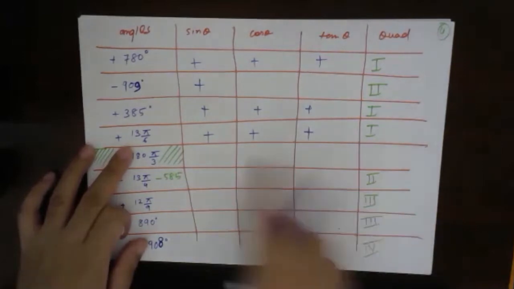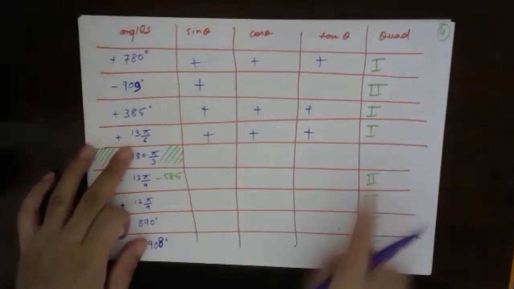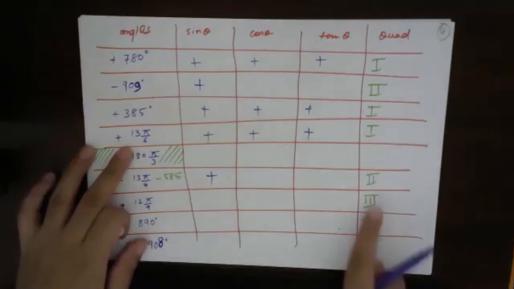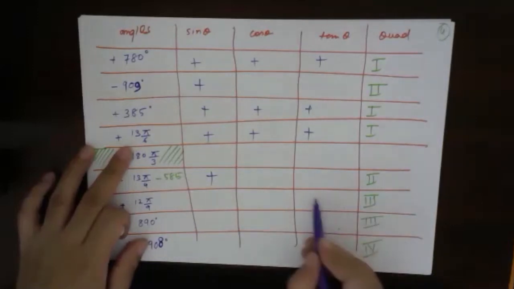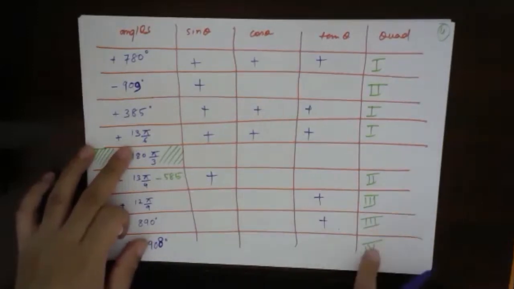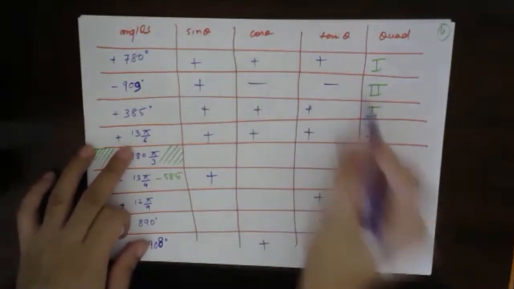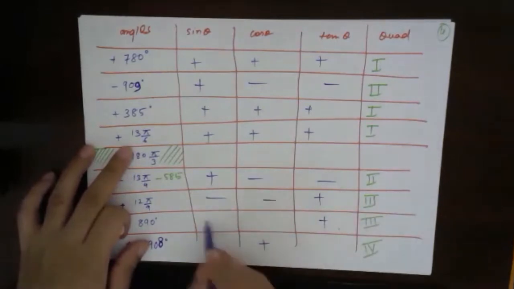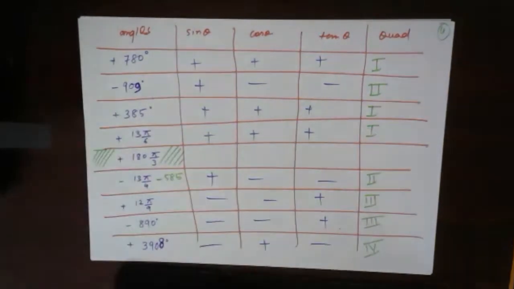In the second quadrant, what is positive? Only sine. In the third quadrant, what is positive? Only tan. In the fourth quadrant, only cos is positive. So everywhere else you will have minus. So this will be the table.